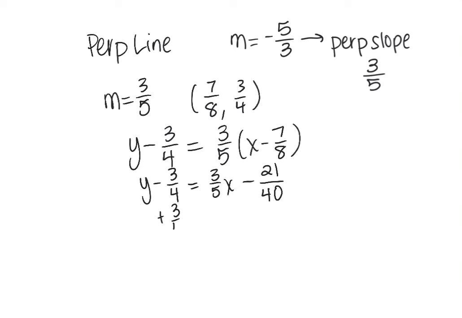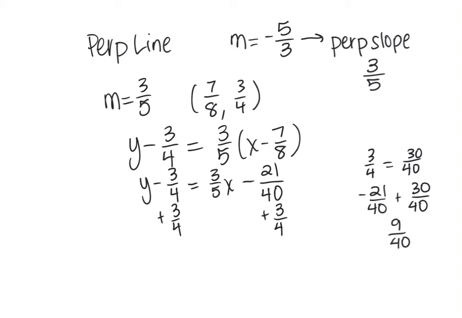Now I need to add my 3/4 so that I have this in slope-intercept form. And again, to add, I need to have a common denominator. So I'm going to turn my 3/4 into 30/40. I can multiply by 10/10 here. 3/4 is equivalent to 30/40. And now I can add, I have negative 21/40 plus 30/40, and here I just add my numerators, and that gives me a positive 9 over 40. So my final answer is y equals 3/5 x plus 9 over 40.